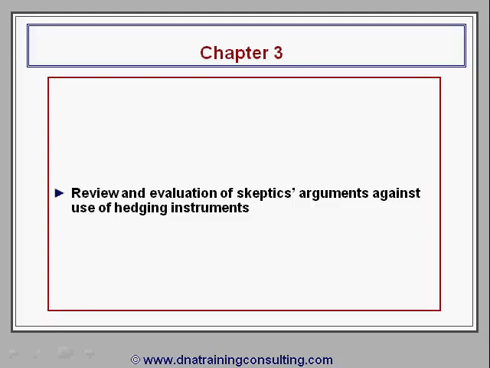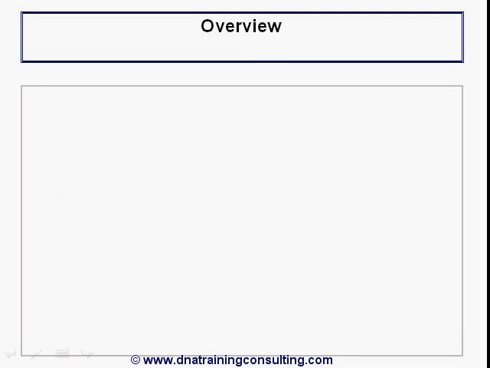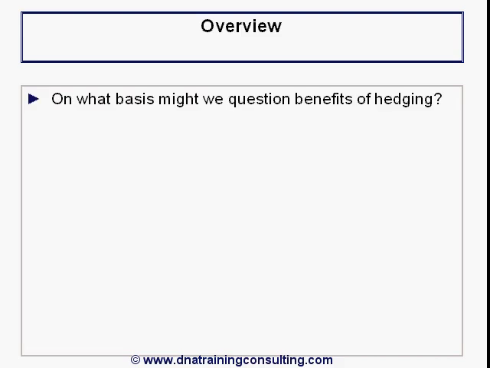This chapter 3 contains a review and evaluation of skeptics' arguments against the use of hedging instruments. In some sense, this chapter is the one that explains why this entire module is needed in the first place. After all, we appear to have shown convincingly in chapters 1 and 2 that situations often arise in which the use of hedging instruments undoubtedly adds value to an institution's business model and prospects. So, on what basis might one question the benefits of hedging?